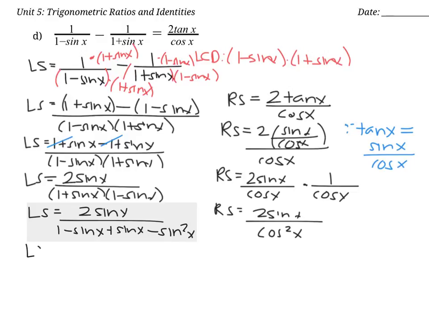If we continue simplifying, we have 2 sine x in the numerator. In the denominator, negative sine x plus sine x is going to cancel out. We've got 1 minus sine squared x.